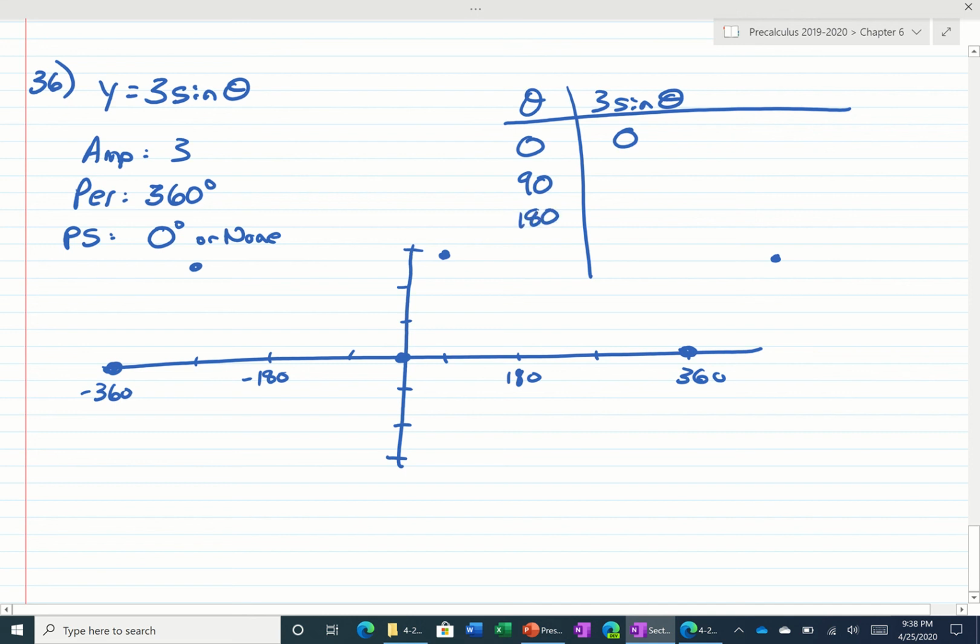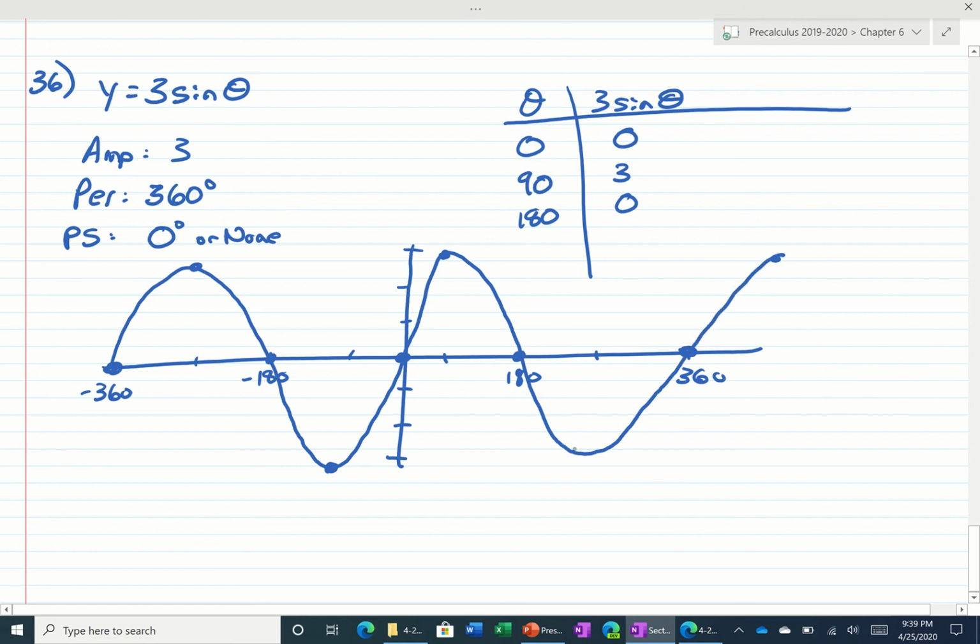Sine of 180 is 0, so 3 times 0 is 0. So I kind of see what's happening here. Once you have a few points, you could start to figure it out. I'd imagine this is negative 3. I would imagine at 180 it's 0. I'd imagine at 270 it's negative 3. And that's what we get. That's what the answer would be.